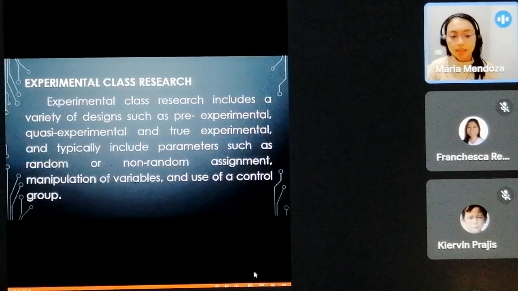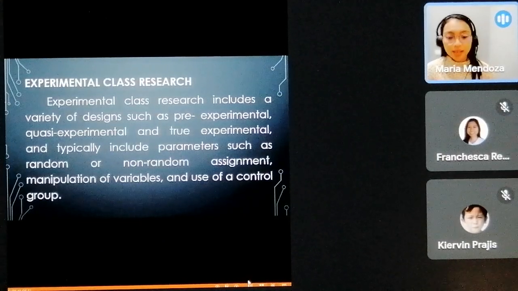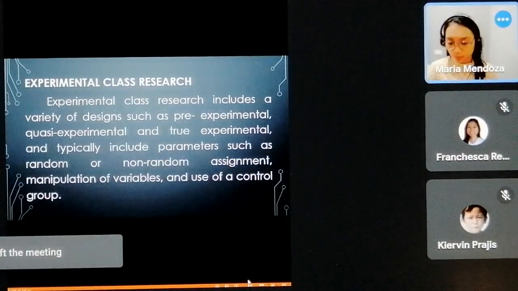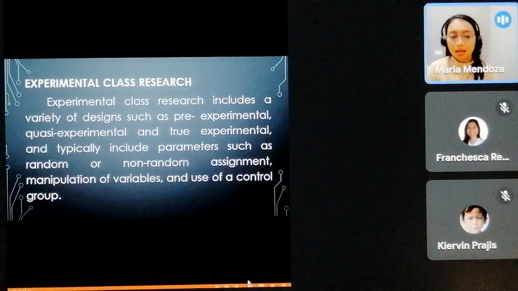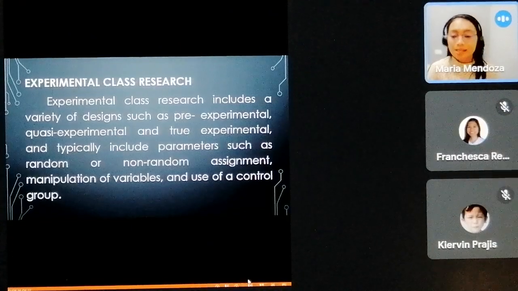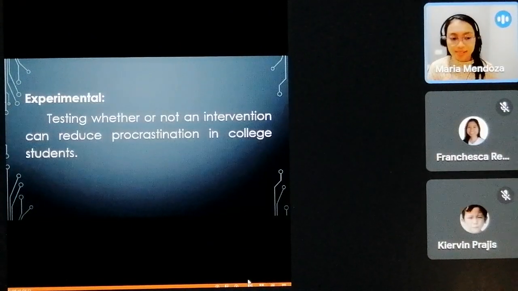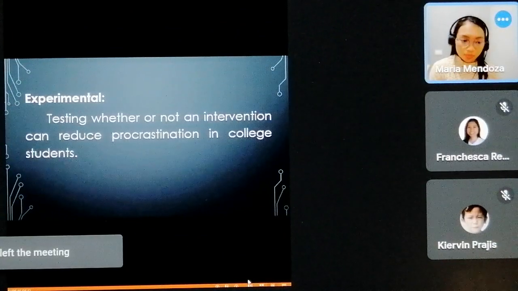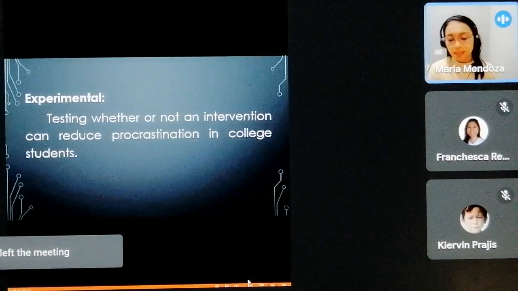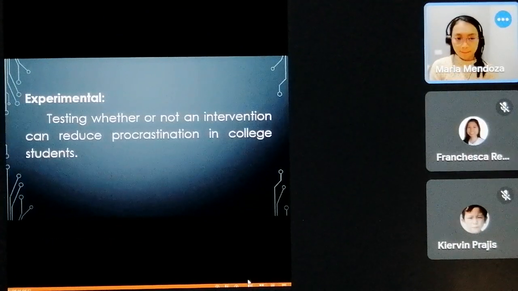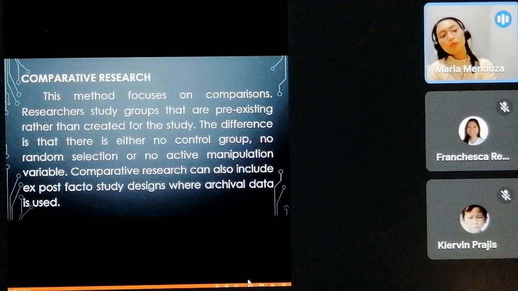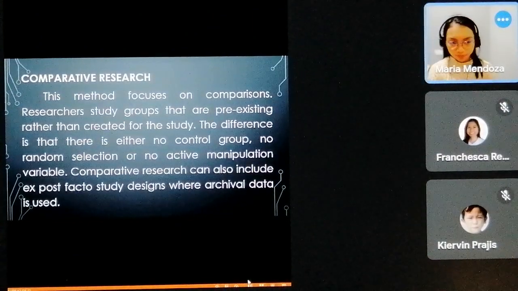And of course, the manipulation of variables and the use of a controlled group. Okay? Again, manipulation of variables is somehow accepted in experimental class research. So that is an example: testing whether or not an intervention can reduce procrastination in college students. That is an example of experimental research. And the next one would be the comparative research.